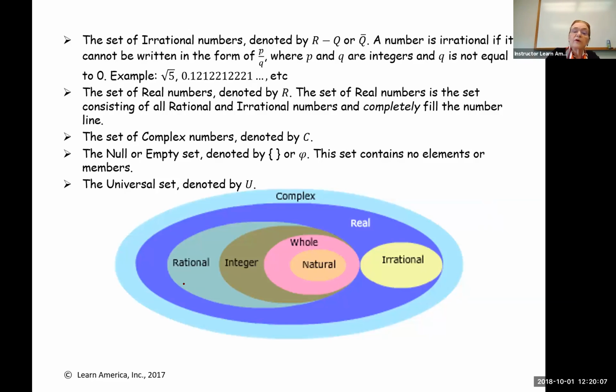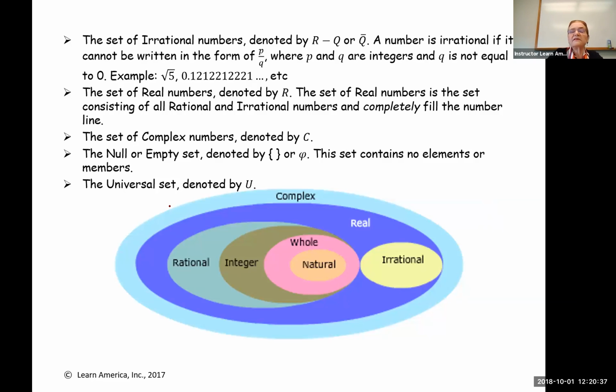Now, we also have a set of numbers called complex numbers. These we will not be spending too much time looking at right now, but you'll probably be looking at them sometime in the future. The complex numbers encompass all the real numbers. So for example, if you look at this diagram, you see that the natural numbers are contained within the whole numbers, which are contained within the integers, which are contained within the rational numbers, and then the irrationals are separate.